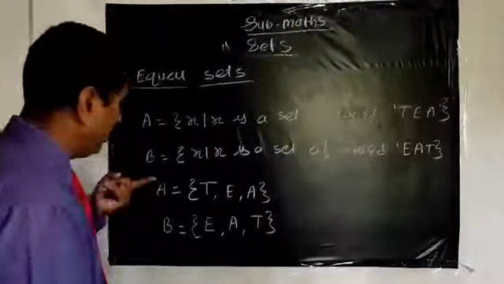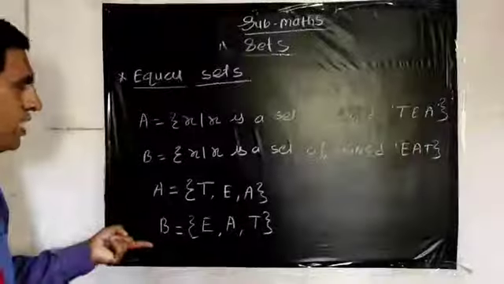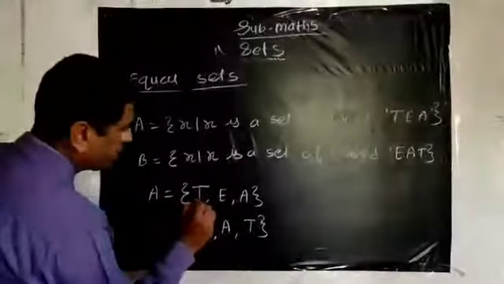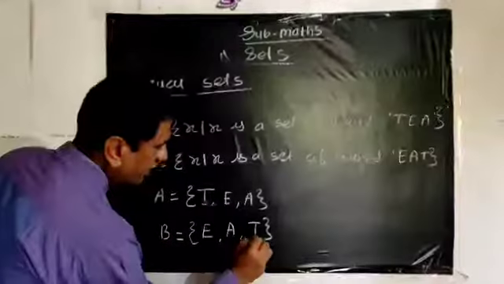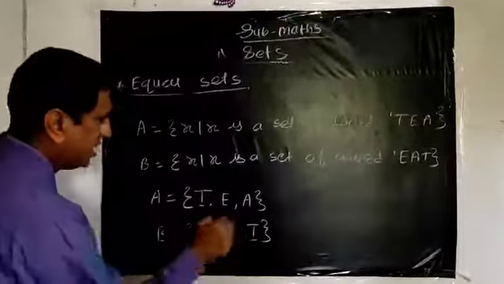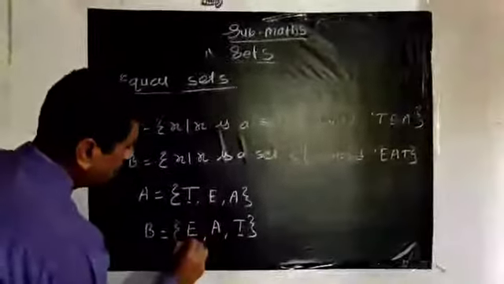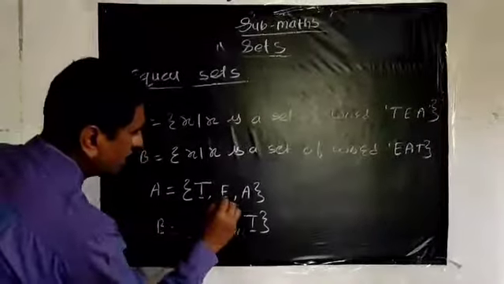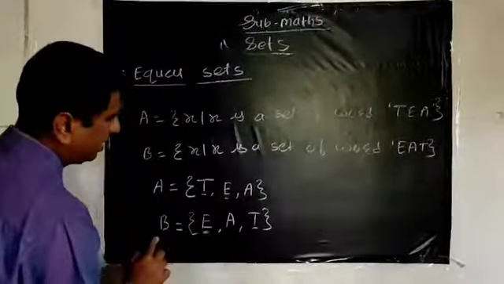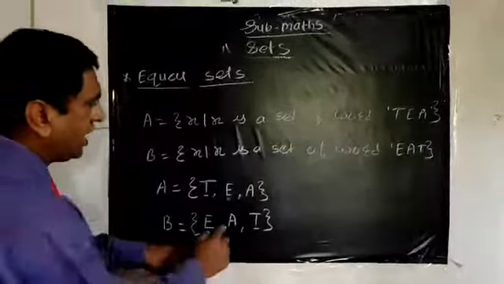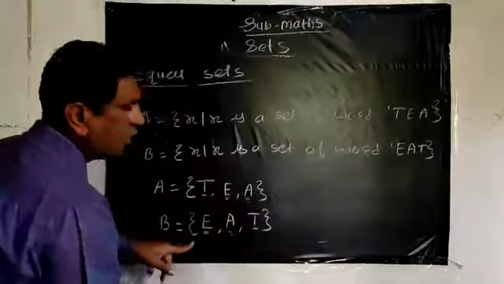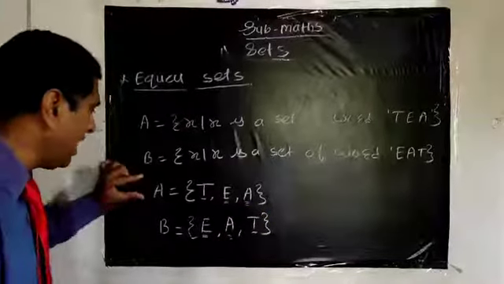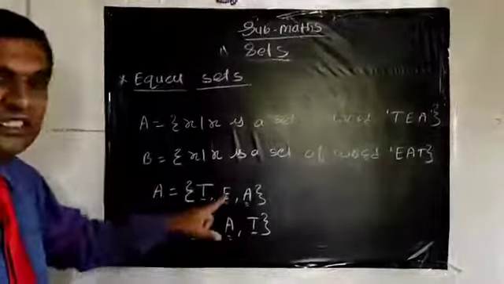Then see, in set A and set B, check the elements. T is present in set A and T is also present in set B. In both sets T is there. Then E is also in both sets. In set A, E is there. In set B also, E is there. And A is also present in both sets. This means in set A and set B, the elements are the same.